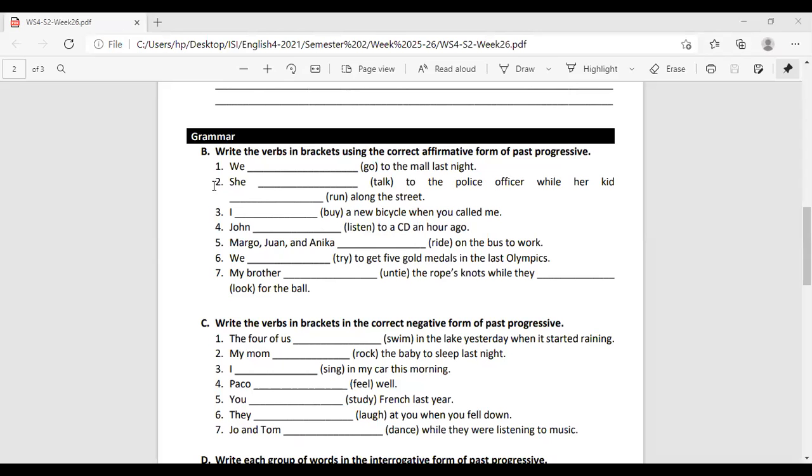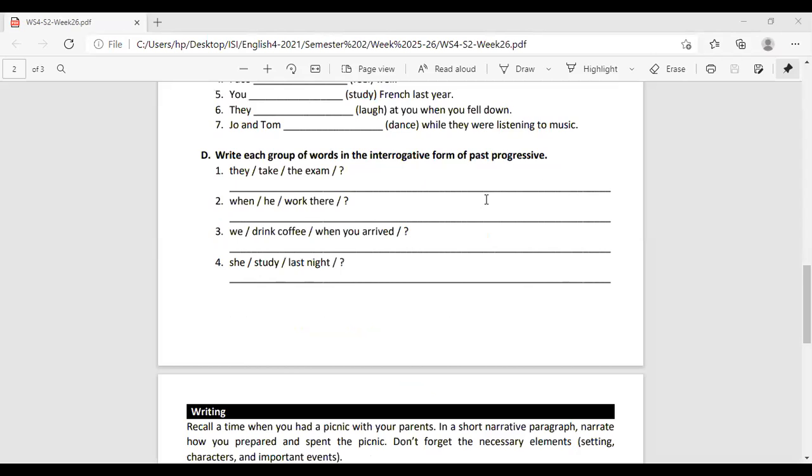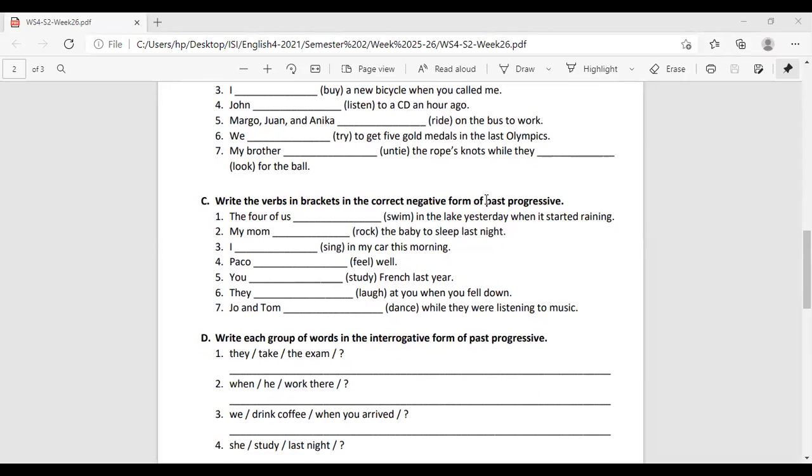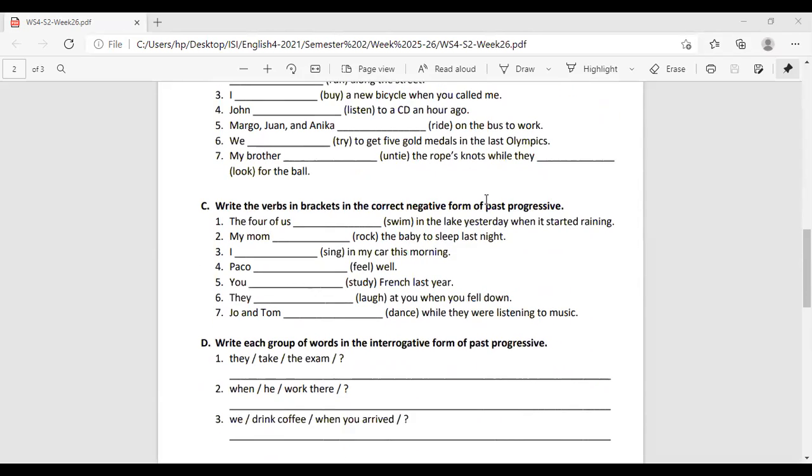What about now solving the grammar exercises in the worksheet? Let's solve the grammar exercises in worksheet 4. The last time we did the first exercise, which is exercise B in the worksheet. Now we have to do C and D. We finished exercise B. Now let's do C.